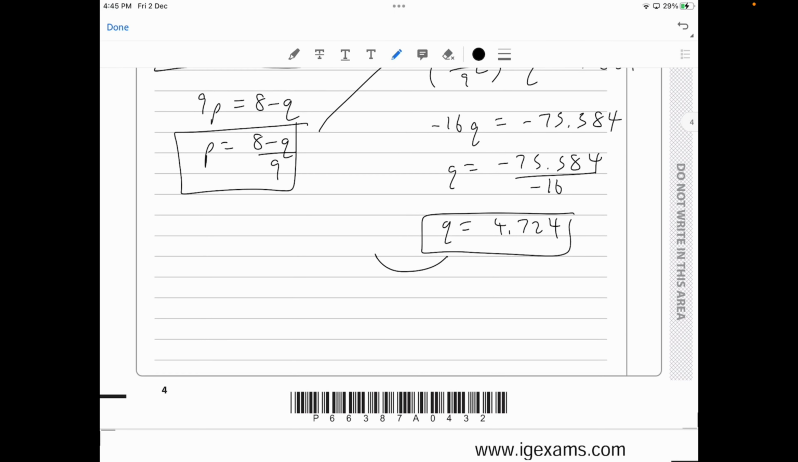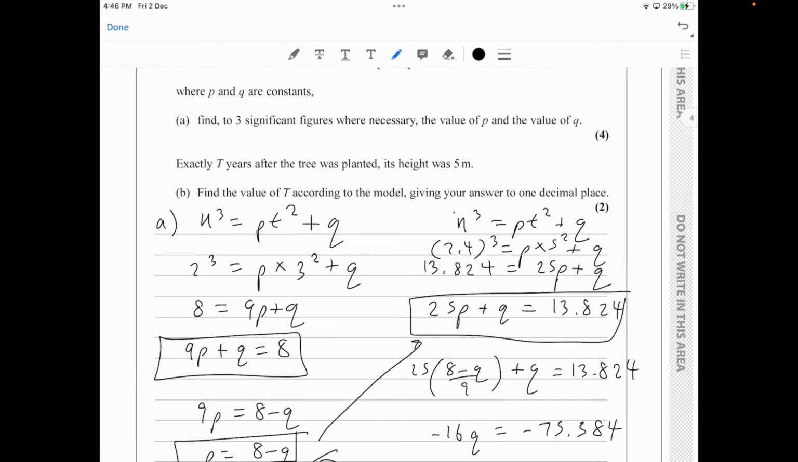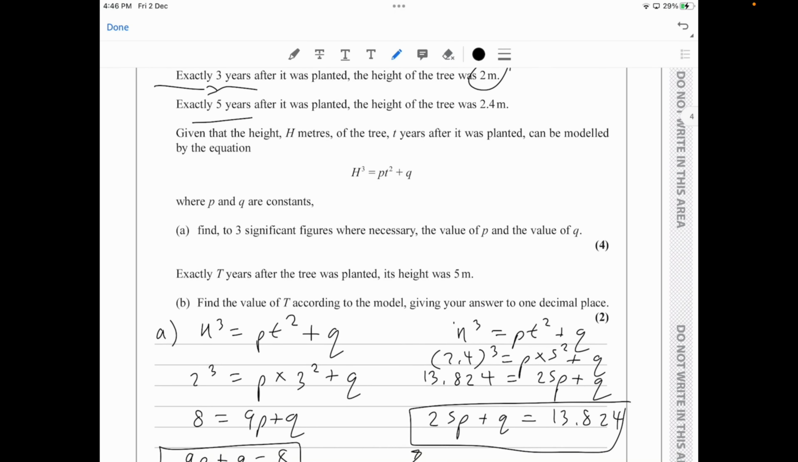Now all we need to do is substitute the value of q back into the equation of p. It's 8 minus 4.724 divided by 9. By the way, do write all the values in decimals, accuracy in decimals. 0.364. This is all for just p itself.